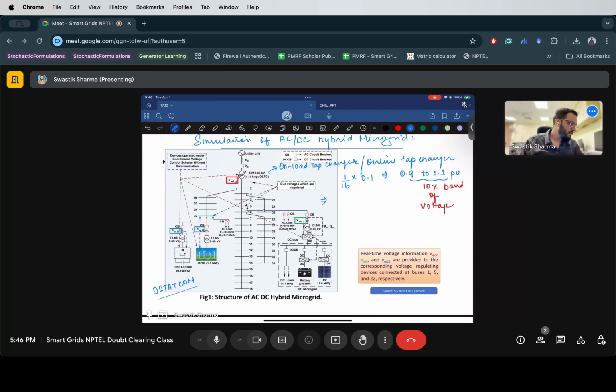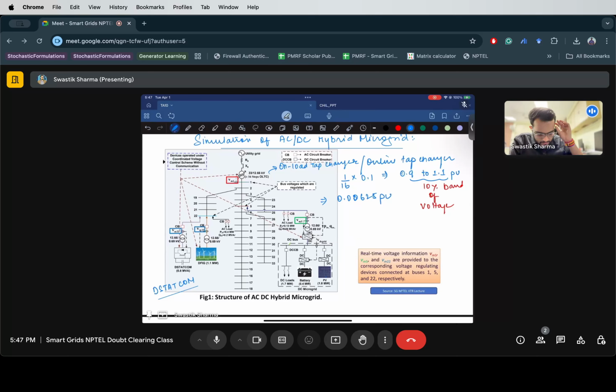So the total change that it can provide is, just a second, 0.0625 per unit. With each step, it can provide a change of 0.0625 per unit, and it is used to regulate the voltage.